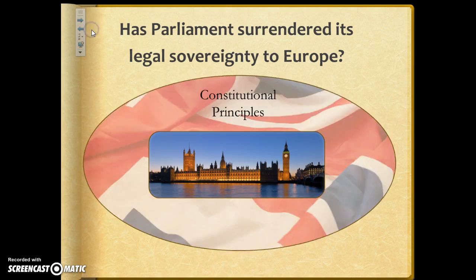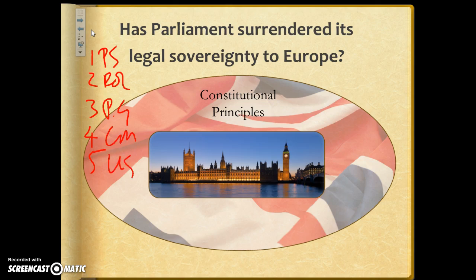Here's Parliament. It's bound by constitutional principles, and of course there are 5 of those. We're looking at parliamentary sovereignty. We're going to look at the rule of law, parliamentary government, constitutional monarchy, and the unitary state. But right now, it's parliamentary sovereignty.